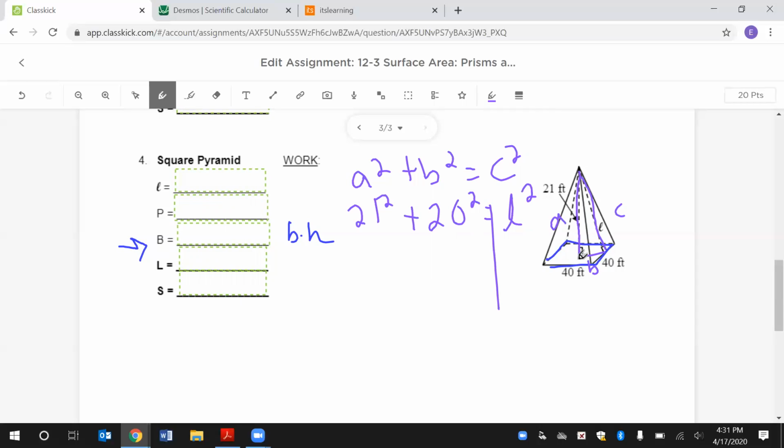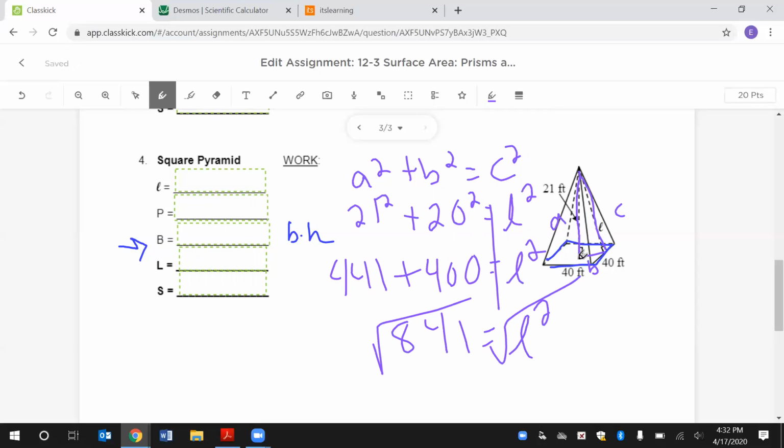First, 21 squared, that's 21 times 21. That gives you 441. 20 squared gives you 400. Now you add them up and you get 841. When you take the square root, you get, let me see, oh, you get 29. So here, cursive L is 29. And then just use your formulas to find the rest of the information that you need.